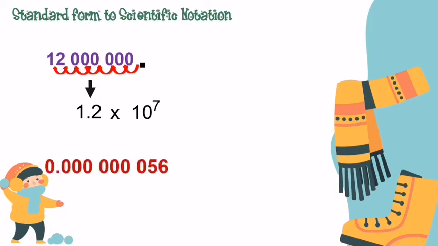Okay. Second, we also have here 0.000000056. So many zeros. Now, to write its scientific notation, we simply move our decimal point to the right. We start counting. 1, 2, 3, 4, 5, 6, 7, 8. That will become 5.6, right? Now, what we will do next?